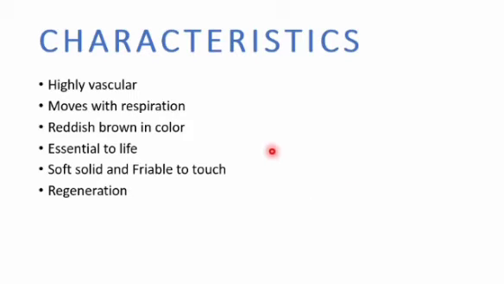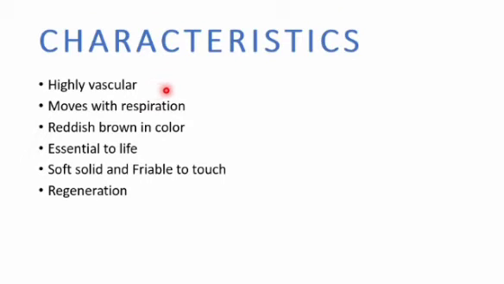So next, characteristic features. That means they have unique characters. If you compare with the other organs, these will be the more important things, the peculiar characteristics of the liver. The liver is highly vascular. It has a lot of blood supply. The reason is the detoxification process takes place in the liver.